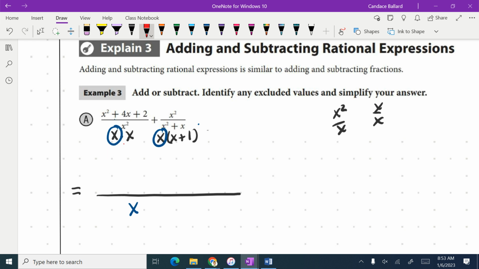So I'm going to underline everything else in red. And this is going to make more sense why we're doing that second piece here in just a second. All right, and I get to write everything in red for my LCD. So I've got times X plus 1.